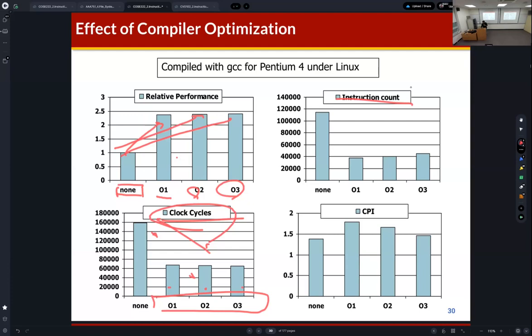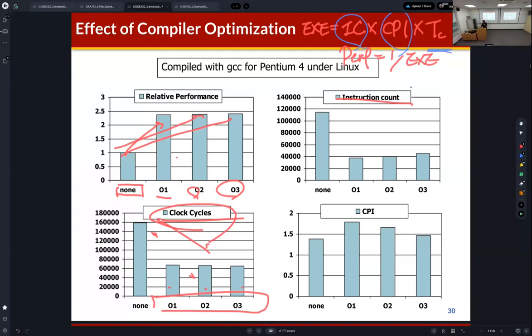So what is the execution time? What is the equation of execution time? Execution time is instruction count multiplied by CPI and multiplied by T_C, the clock period. Which means that the performance is the inverse of execution time, right? So these factors, instruction count and CPI, are critical.